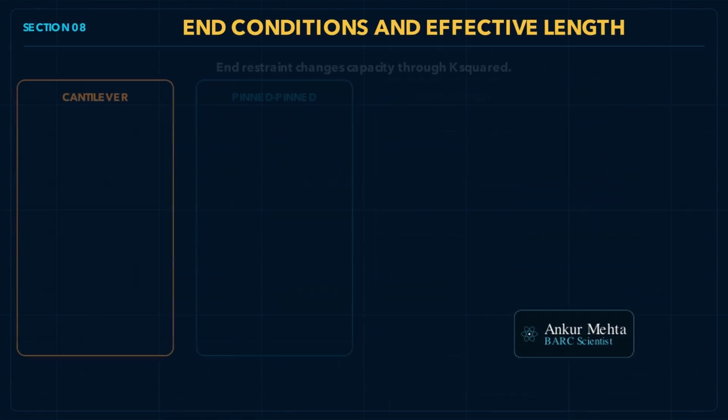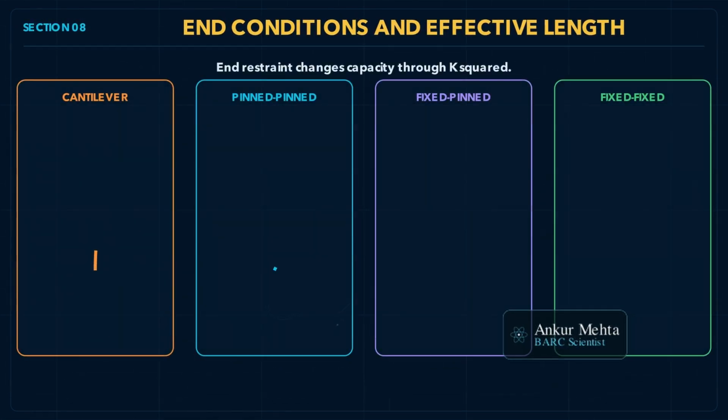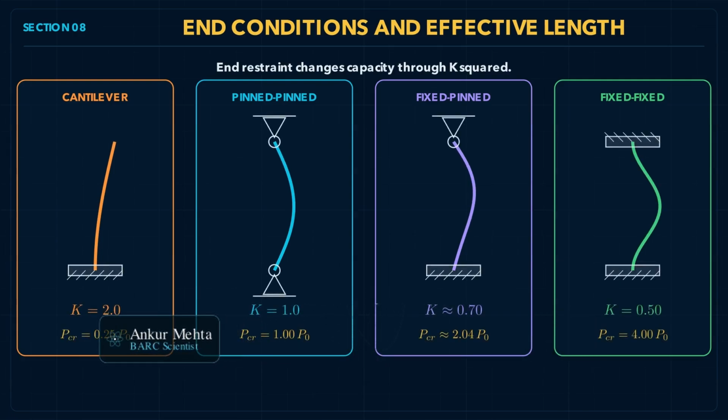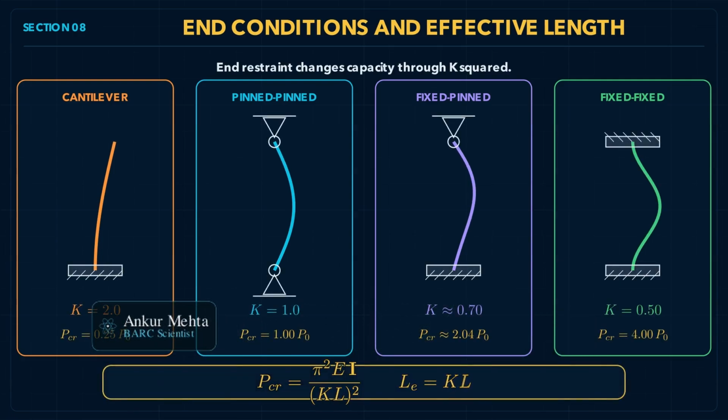In the real world, columns are not always pinned at both ends. To account for the end restraints, we replace the actual length L with the effective length KL. A cantilever has K equal to 2, so it buckles at only 1/4 of the pin-ended load. A pinned column is our baseline with K equal to 1. A fixed-pinned column has K approximately equal to 0.7, making it about twice as strong. A fixed column has K equal to 0.5, allowing roughly 4 times the pin-ended load.